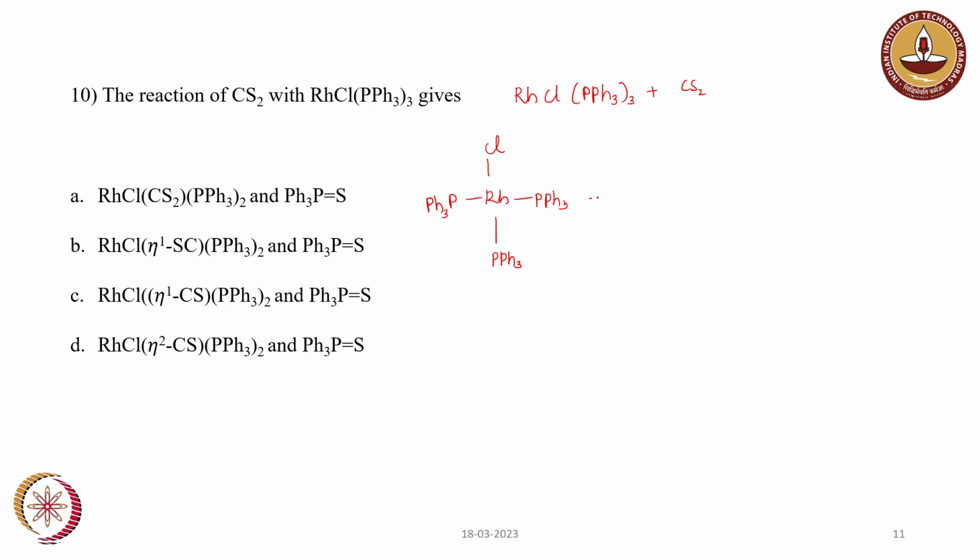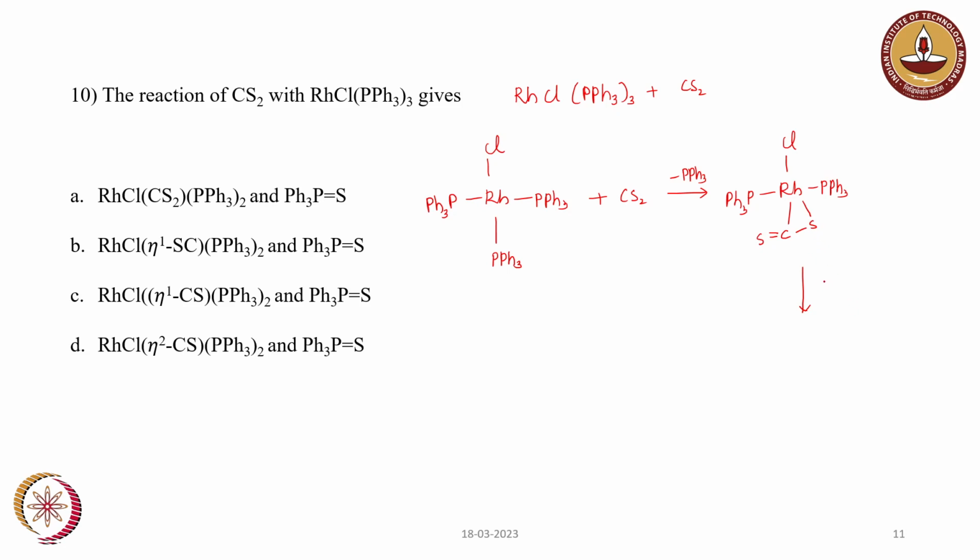So when it's reacted with CS2, one PPh3 will be removed. So it will form RhCl, PPh3, and C double bond S and S. It will coordinate like this. And this PPh3 will come back and react with this sulfur.